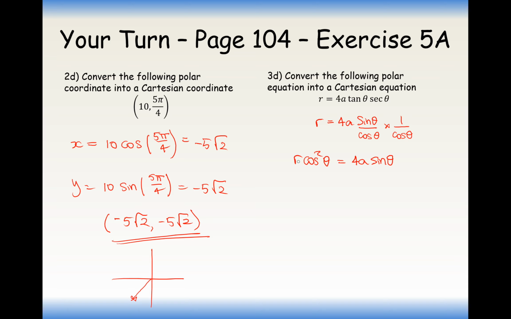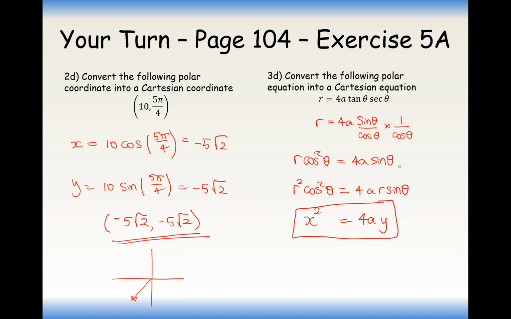Now, ideally here we'd have another multiple of r on this side to make it r cos theta, and another multiple of r on this side to make it r sine theta. So I'm going to multiply by r on both sides now. And then I'm going to bring in the formula that r cos theta is equal to x. So that would be x squared, and then equals 4ay, because y equals r sine theta. And there we are, that's the Cartesian equation.